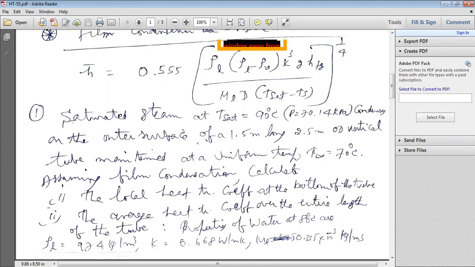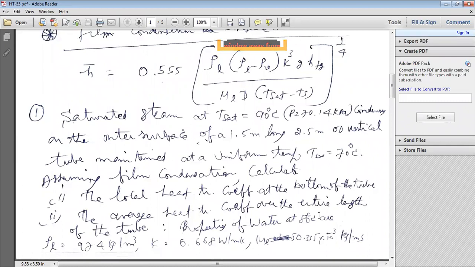So here, uniform temperature means the surface temperature, this Ts only. Saturation temperature of the steam is 90 degrees, surface temperature 70 degrees. Assuming film condensation, calculate the local heat transfer coefficient at the bottom of the tube, and the average heat transfer coefficient over the entire length of the tube.